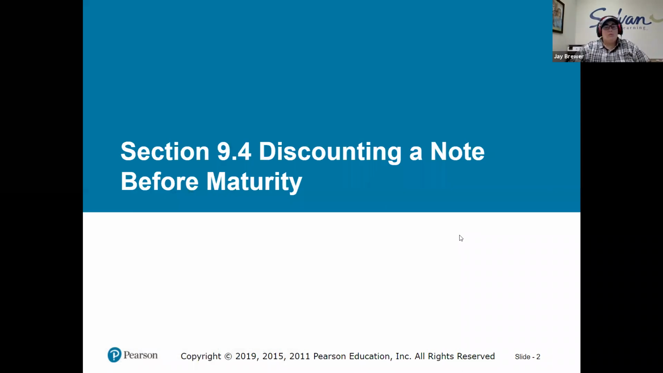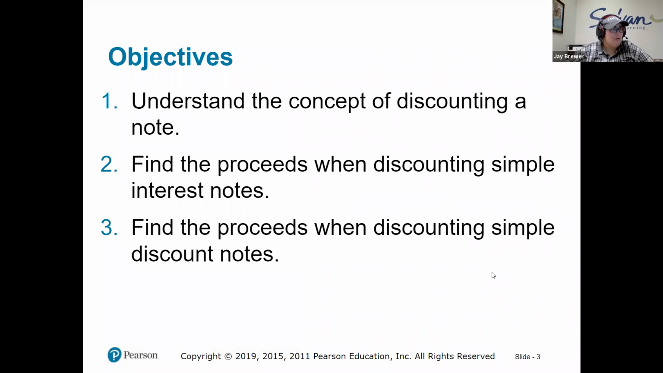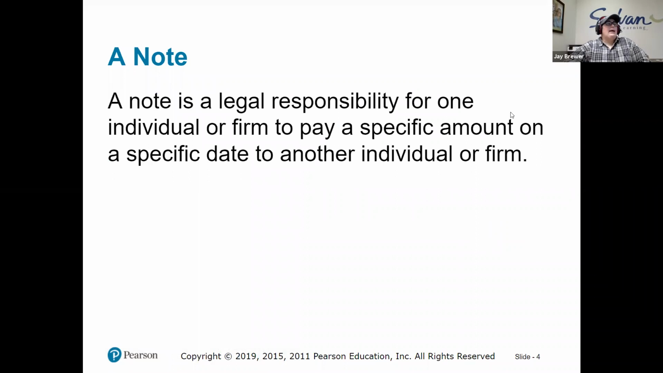We have plenty of time to finish up chapter 9, and then we'll hopefully be able to head into chapter 10. Discounting a note before maturity. There's your objectives. A note, and this is not the kind that you find in your high school locker.